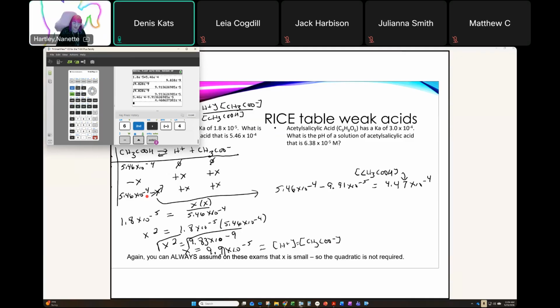Since the problem was of finding pH, you just do the negative log of that 9.91 times 10 to the negative 5. Yes. So we take the negative log of that, and that would then give me 4.